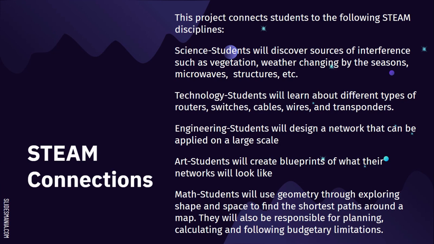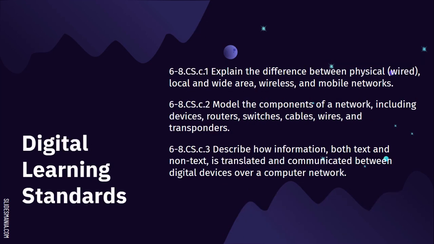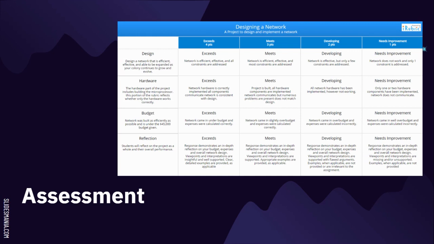And finally, for math, students will use geometry through exploring shape and space to find the shortest path around a map. They will also be responsible for planning, calculating, and following budgetary limitations. This project also addresses the following networking standards from the Massachusetts Digital Literacy and Computer Science Curriculum Framework. At the end of this project, students will be graded on the following rubric. They will be graded in the areas of design, hardware, budget, and reflection.